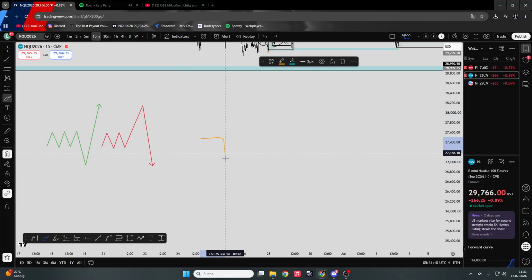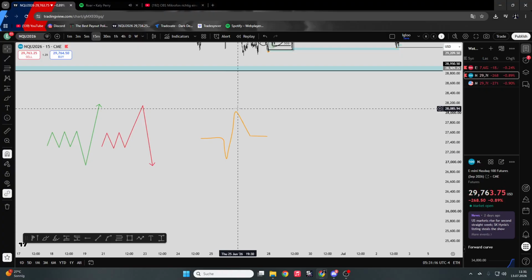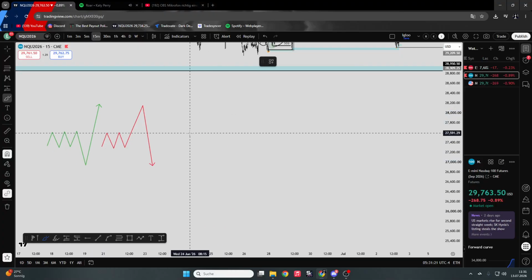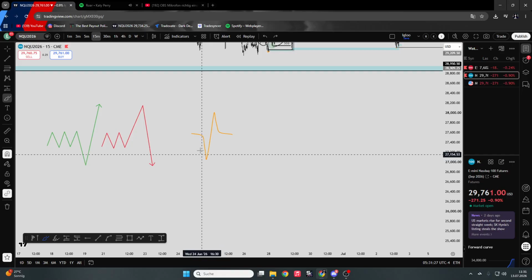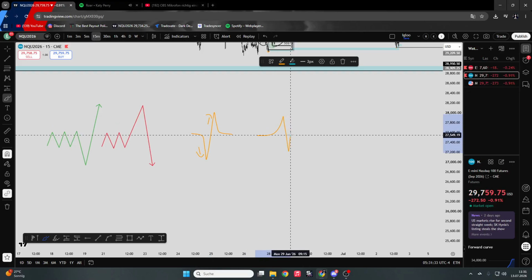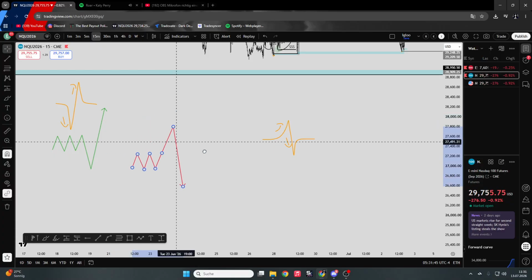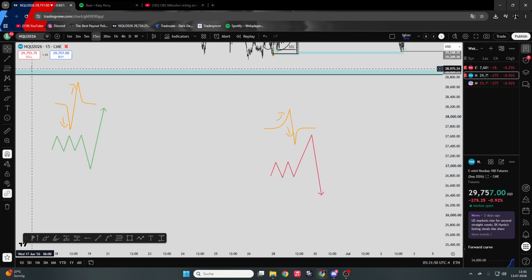It's like open, manipulate, distribute, and close. Let me make this a little bit better, like this. So we got our manipulation to the downside, and our distribution to the upside, or we got our manipulation to the upside, and our distribution to the downside. So it's basically pretty much the same, but just in two different options.